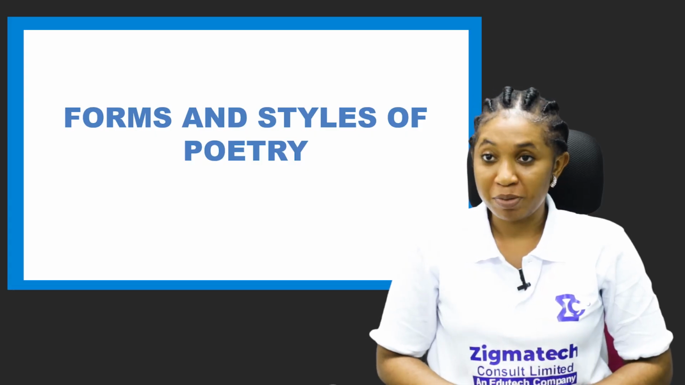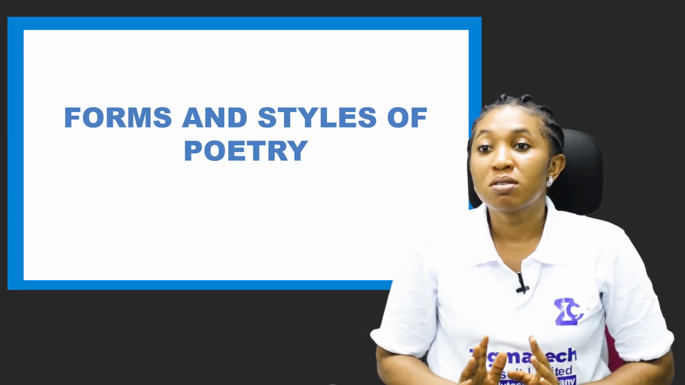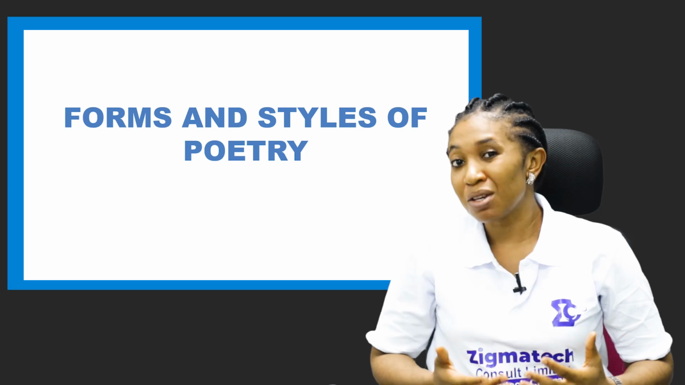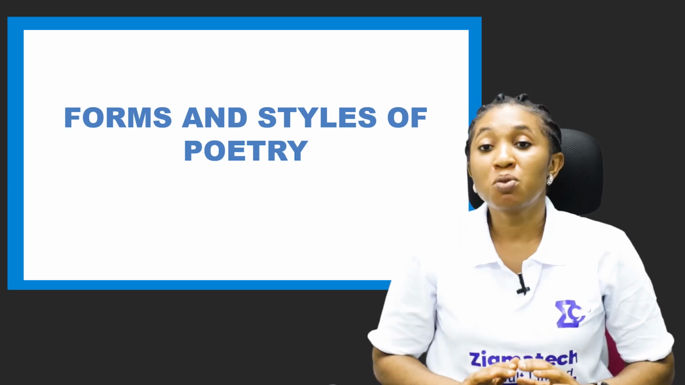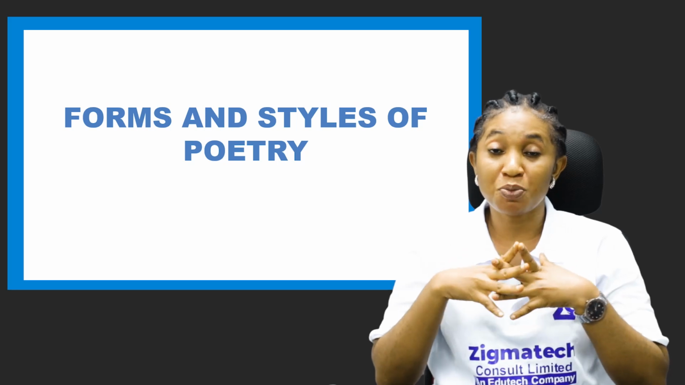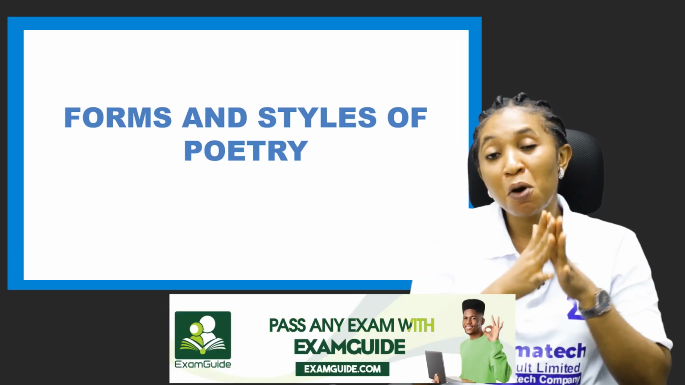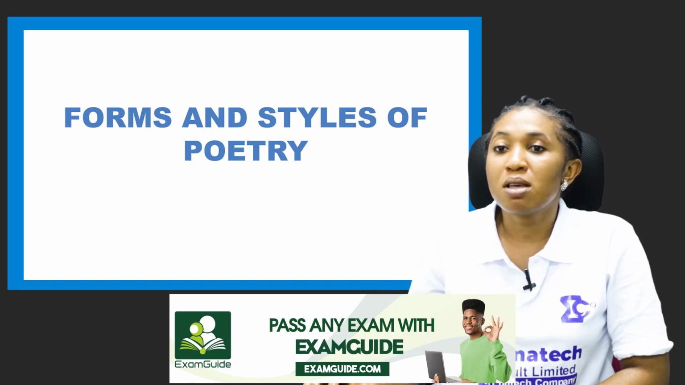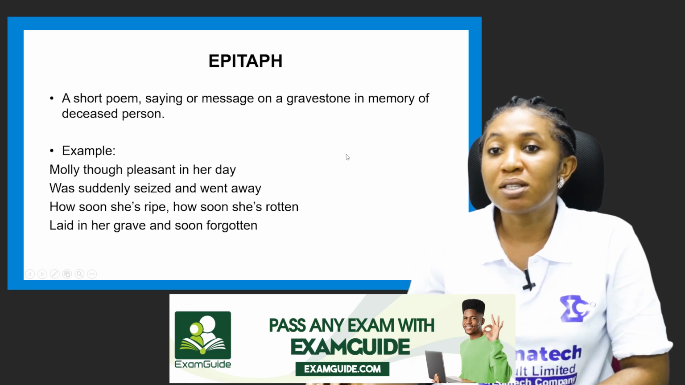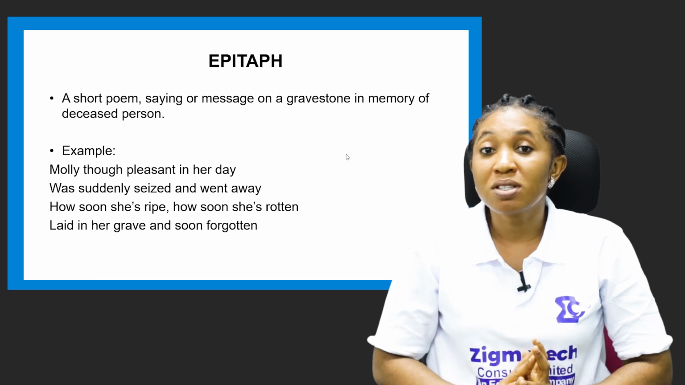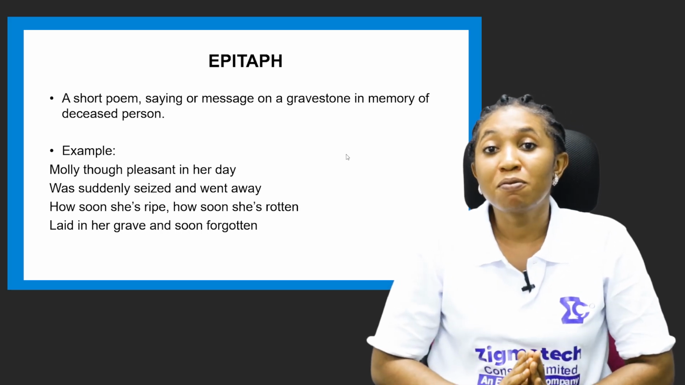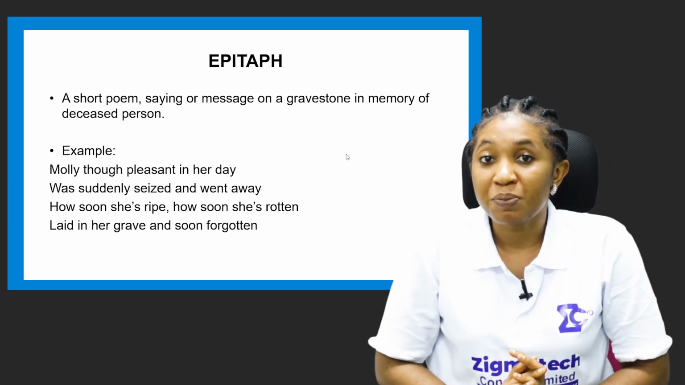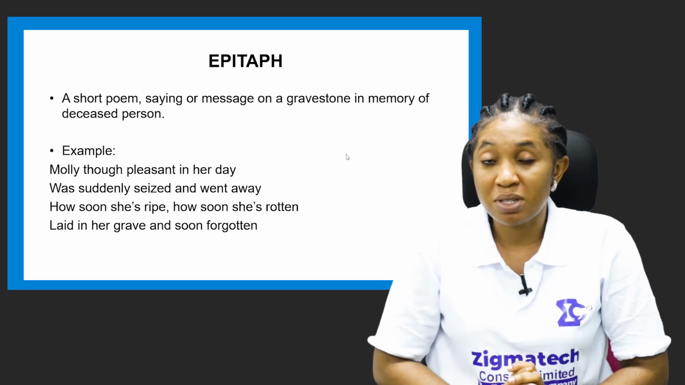Forms and styles of poetry. Now, when we talk about poetry, we have different kinds of poetry. We have different categories of poetry. But then there has to be some divisions to poetry. We're looking at the form in which poetry appears and then the styles or the kinds of poetry. So, in doing that, we're going to look at the different forms that we have. We're going to start with the forms, and then from there we'll go to the kinds or the styles of poetry. The first one we are starting with is the epitaph.